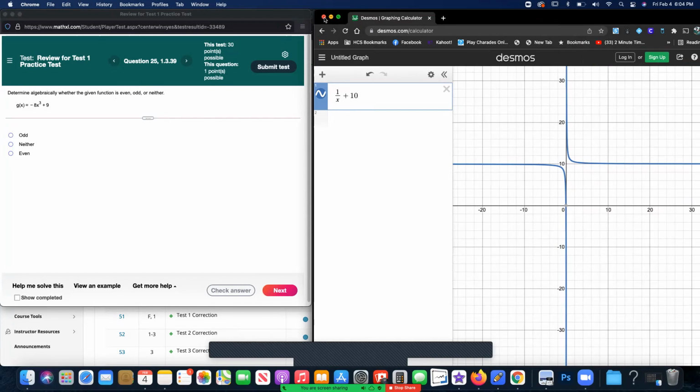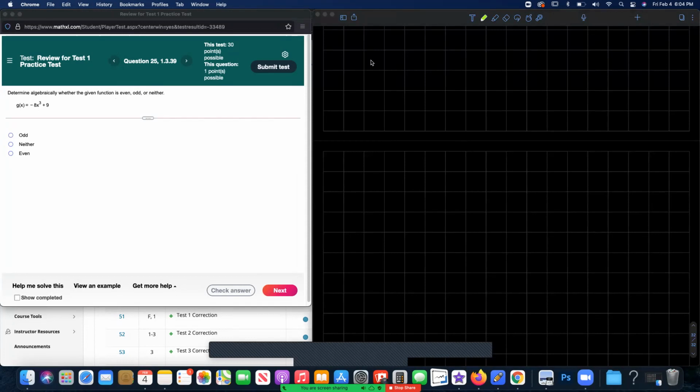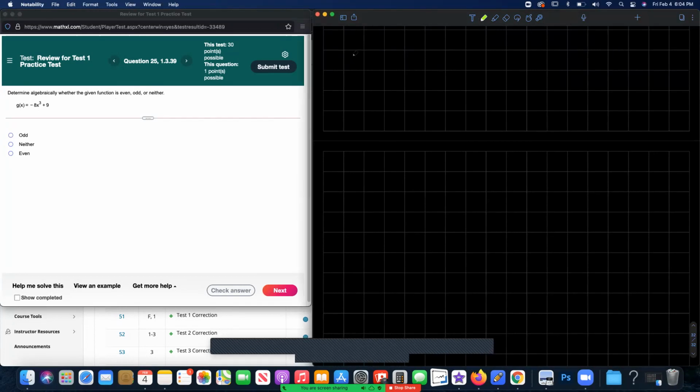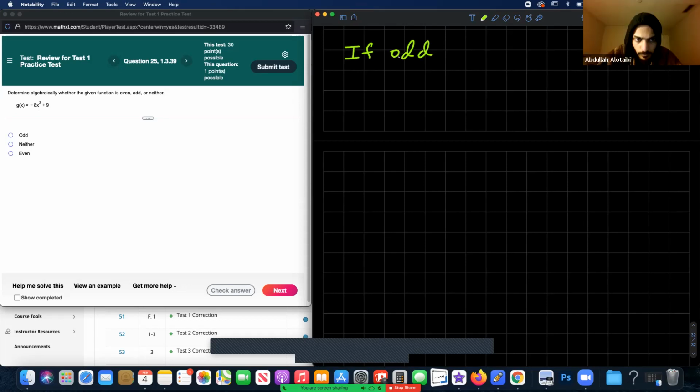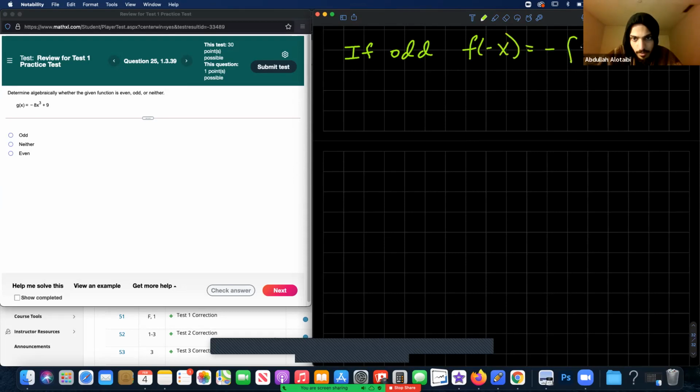For the most part. Now, here's how you check that algebraically. I want to show you how to check it, but I wanted you to see it visually first. All right, so here's how we check that. If something is odd, that means that if I plug in negative x, it gives me the negative of the regular function.